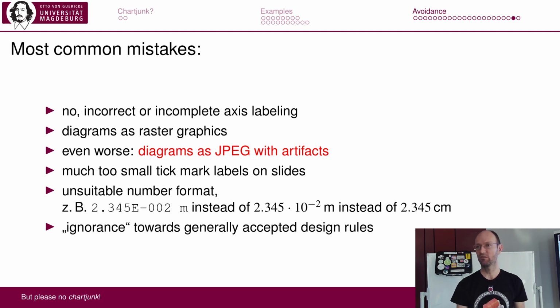More common mistakes are, as already said, too small tick labels, and also strange number formats. If you do simulations or calculations in MATLAB, Octave, or Python, then the output format of these programs is often something like this, which is okay for output of a computer program, but it's not what you want to print in your report or in your diagram. Instead of saying it's 2.345e-007 meters, it's probably better to say it's just 2.3 centimeters, because this is easy to understand, at least for people that are familiar with the metric system.